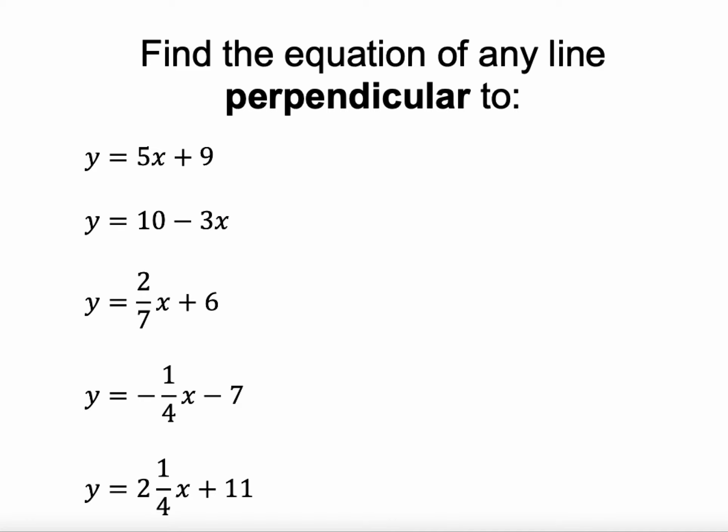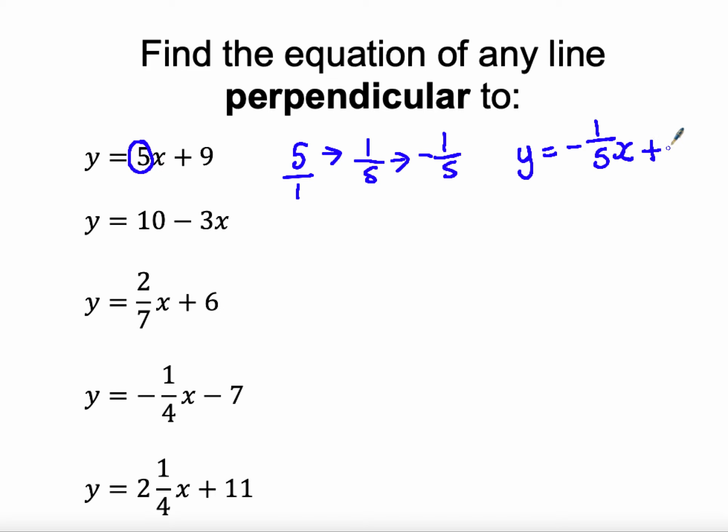Okay, so what we've got to do first, like we did with parallel lines before, is find the equation of any line that's perpendicular to this, so anything at all. So the first thing we need to do is know that the gradient of this line is 5. And we know that because it's in the form y equals mx plus c. So if I know the gradient is 5, I can do the negative reciprocal thing. So 5, make it a fraction, find the reciprocal, find the negative reciprocal. So the gradient of the line that I want has got to be negative 1/5. So I can then make my line, and my line will be y equals negative 1/5 of x plus something, some constant value.